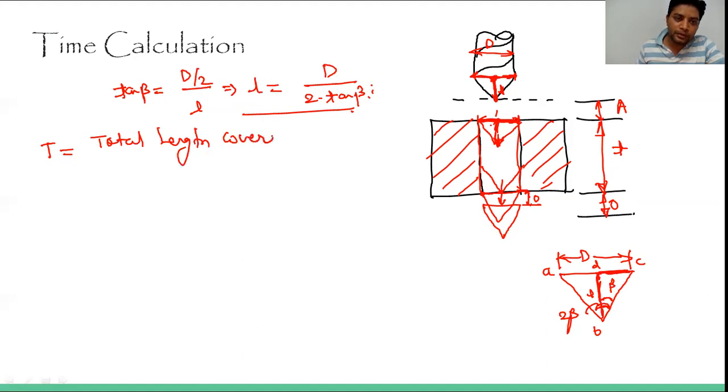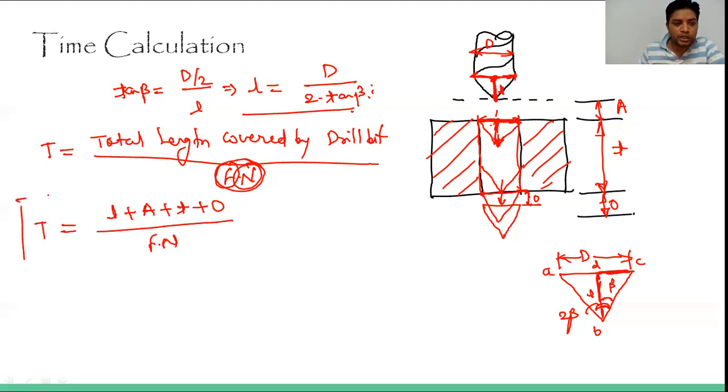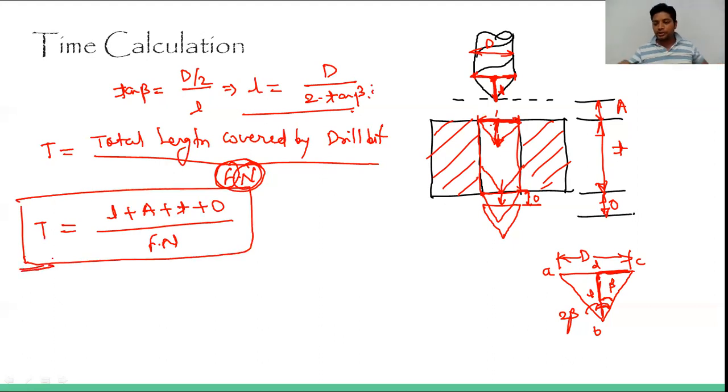Now the total time will be defined as the total length covered by the drill bit, or the tool also we can say, upon the axial feed or axial speed, that is F into N. F is nothing but the feed and N is the rotational speed. Now the total length will be, first of all L, so this will be L plus approach plus thickness plus over travel, upon F into N. Okay, so this will be the total time that is required to calculate in the drilling operation.